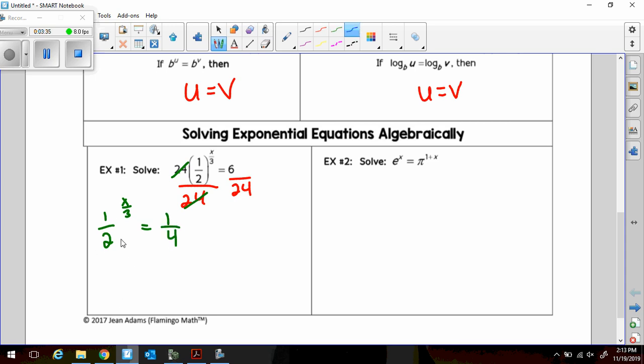And now I need these bases to be the same so that I can set the exponents equal. Well, 1/2, I can't really simplify this to make it 1/4. So I'm going to rewrite this as 1/2 to the x over 3. But 1 over 4 is the same as 1 over 2 squared. What I can do is factor out this squared, and this is the same as 1 over 2 to the squared. We have to have the same base. So 1/2 is equal to 1/2. That means the exponents need to be equal.